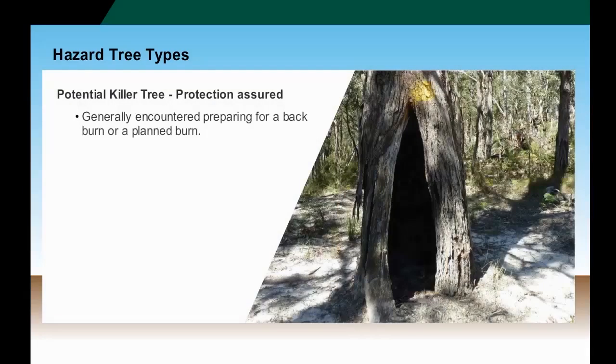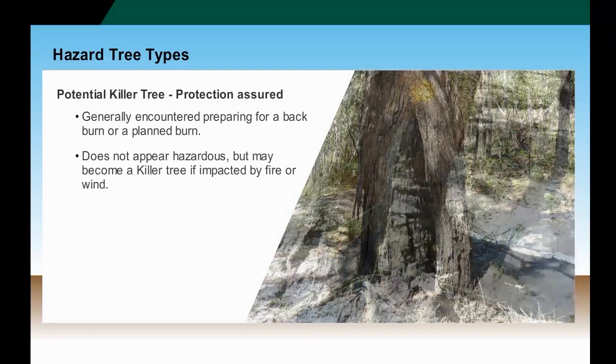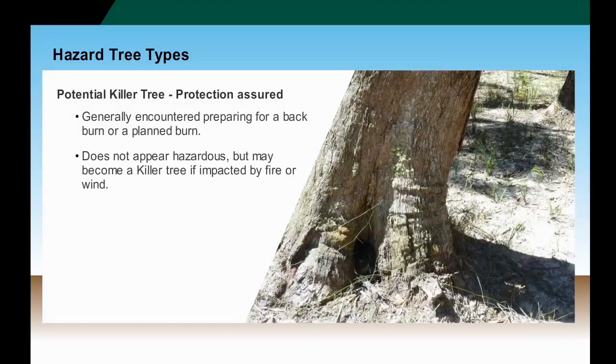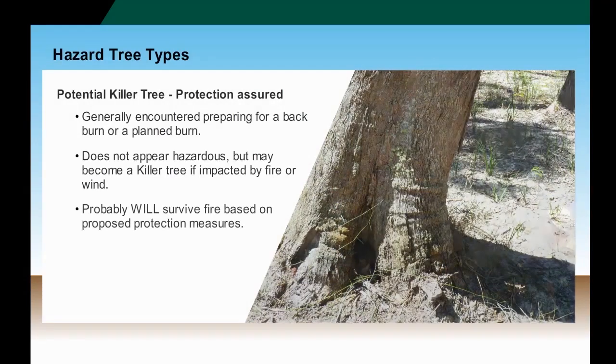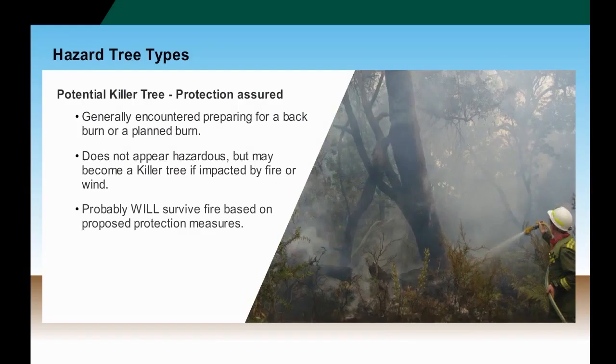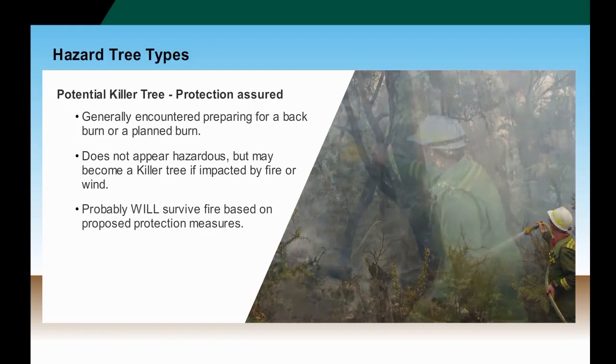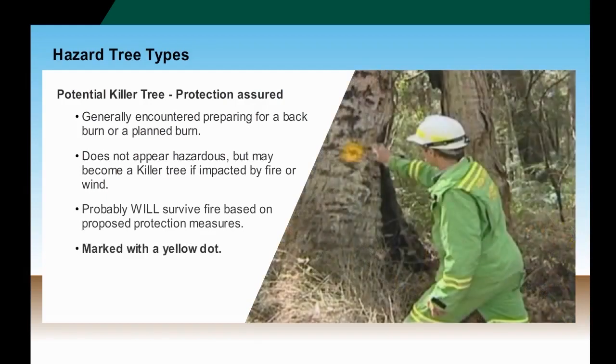A potential killer tree, protection assured, is a tree which in its current state does not appear hazardous, but may become a killer tree if it catches alight or is impacted by wind or other fire-related disturbance. It has a high probability of surviving the fire intact, based on the proposed protection measures and likely response resources available. These trees are also known as dot trees, as they are marked with a yellow dot.